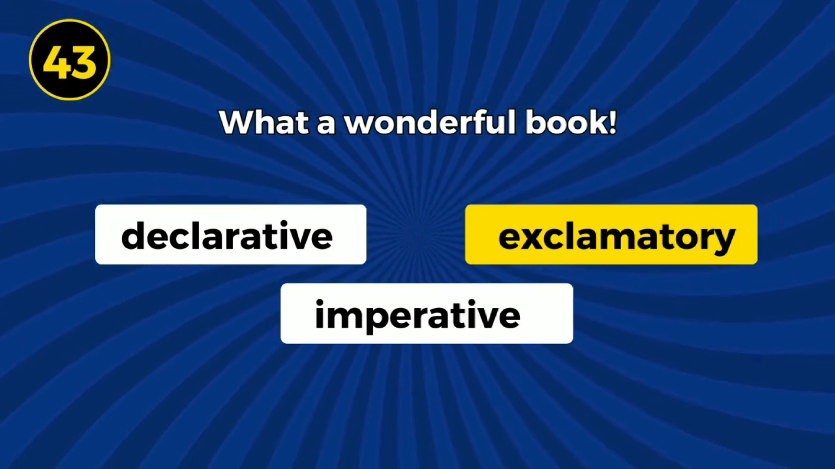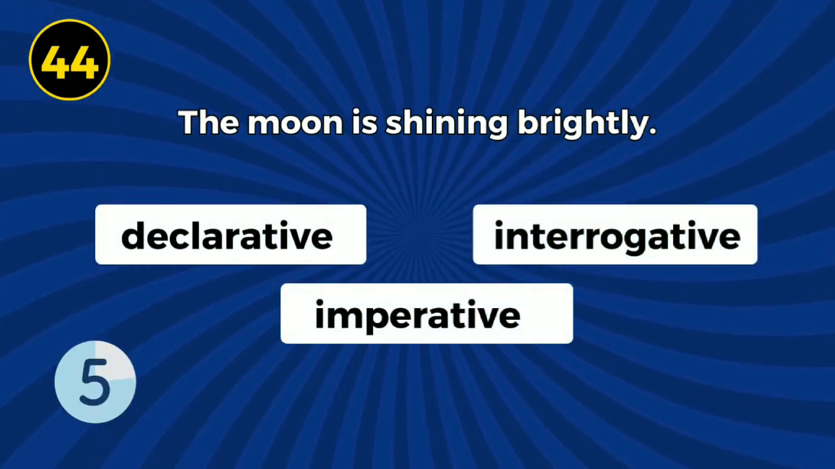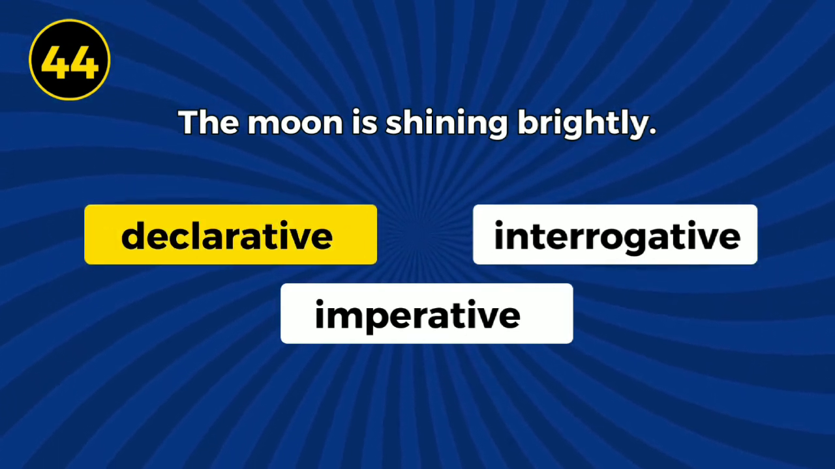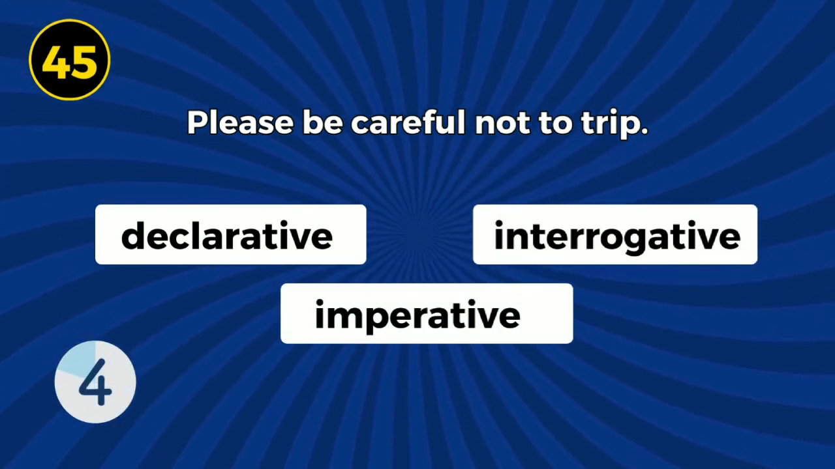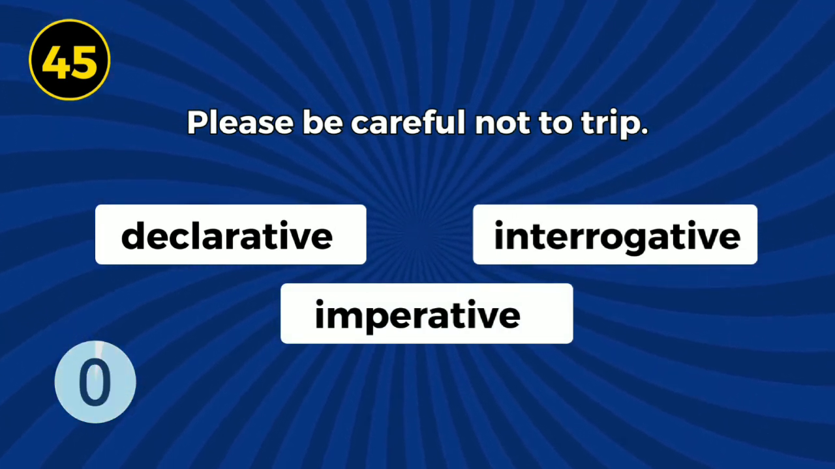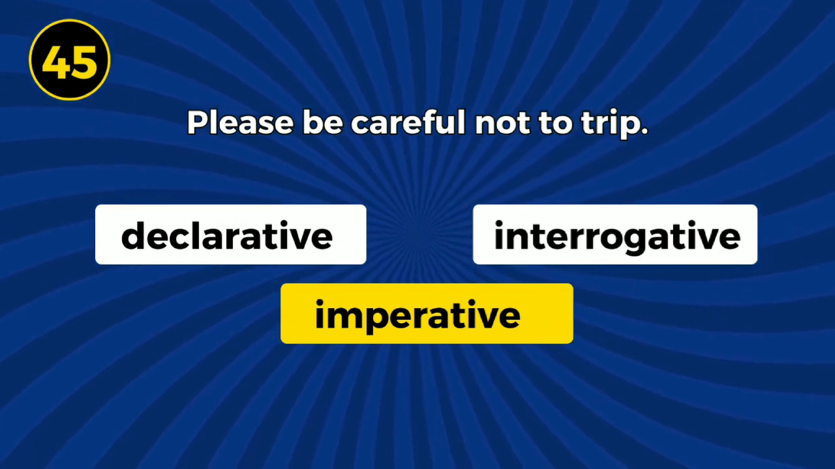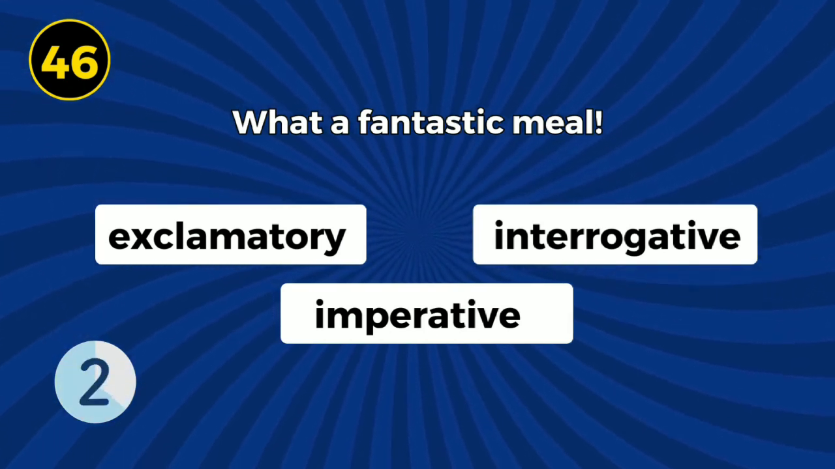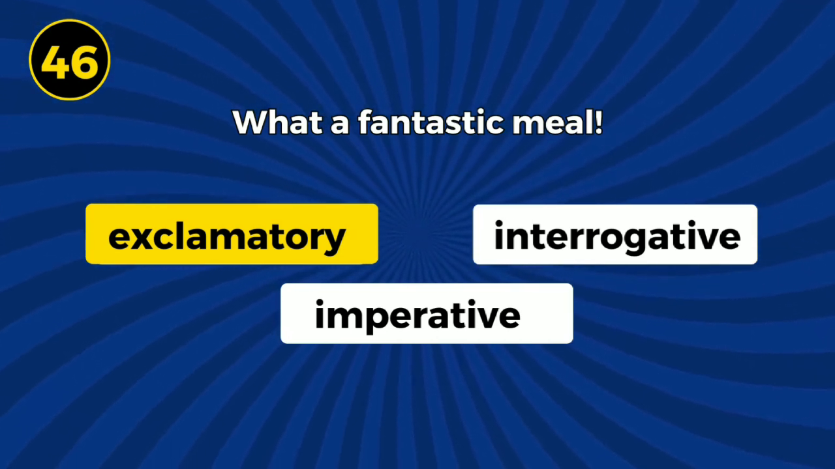What a wonderful book. It is an exclamatory sentence. The moon is shining brightly. It is a declarative sentence. Please be careful not to trip. It is an imperative sentence. What a fantastic meal. It is an exclamatory sentence.